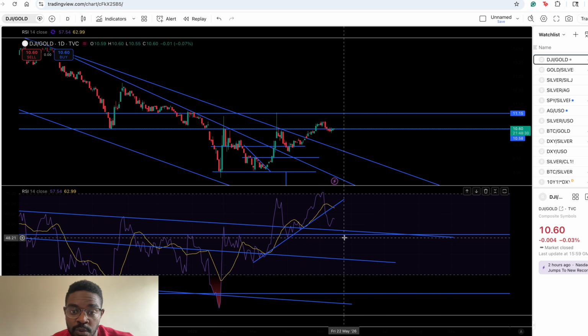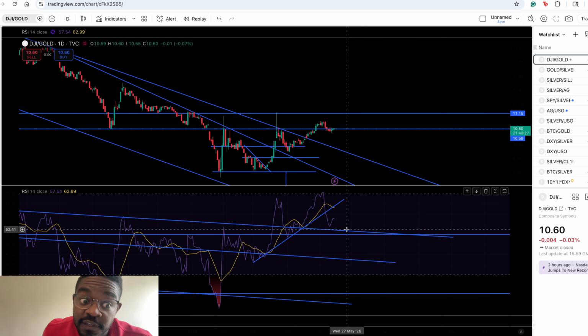Actually, when we get below 50 on the RSI specifically, that's when you want to favor the denominator.